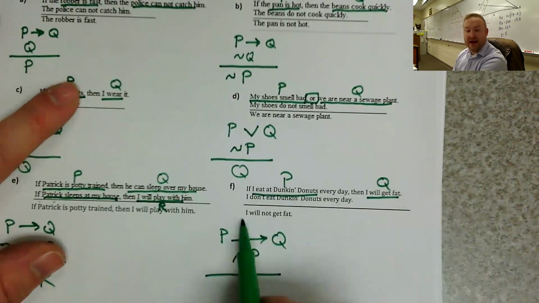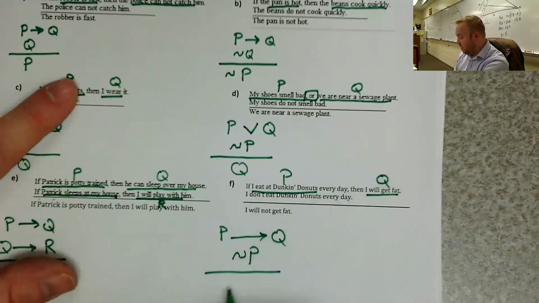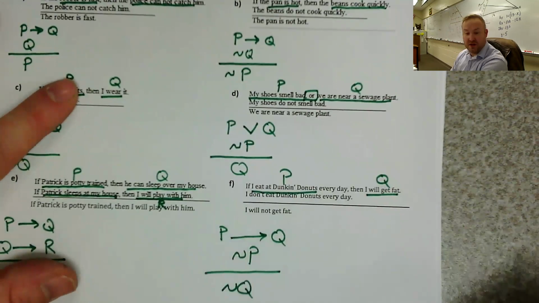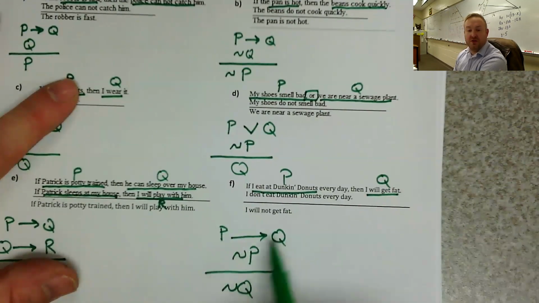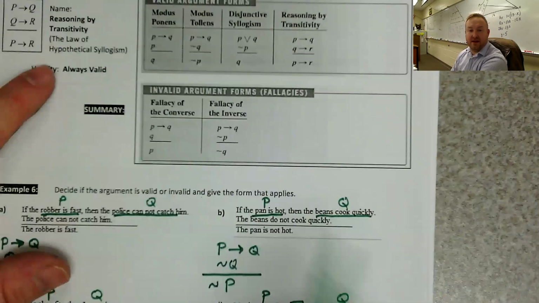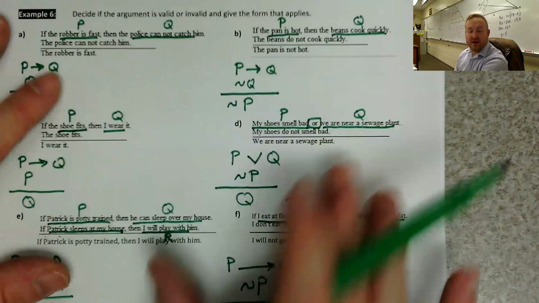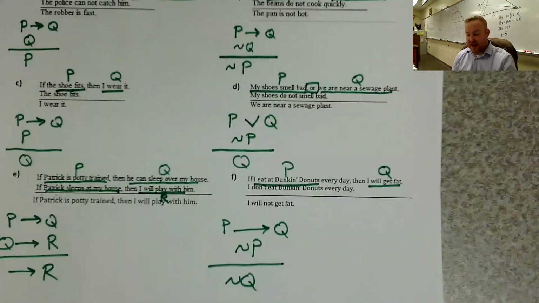My conclusion, I will not get fat. So that's the opposite of Q. So we'll do negation of Q. So P implies Q, not P, not Q. That looks like it's the fallacy of the inverse. So this is an invalid argument and is classified as a fallacy of the inverse.